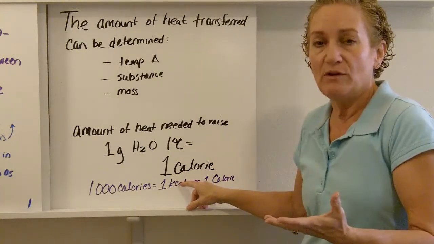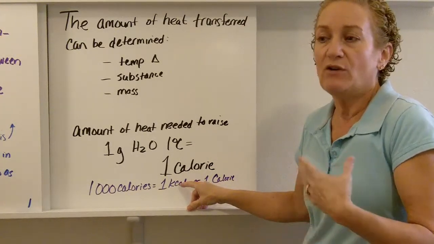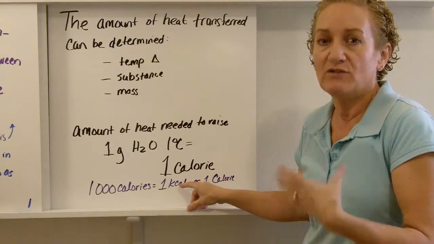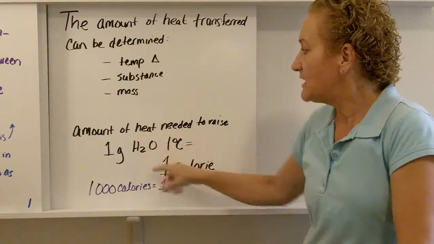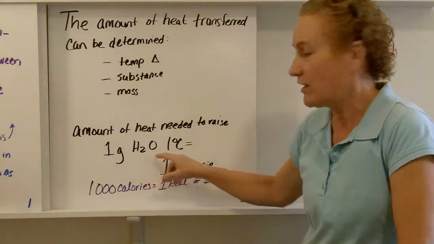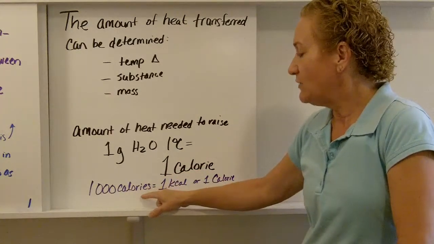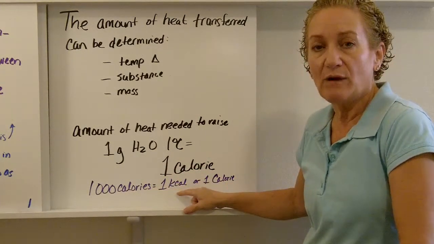Now, I know that you're familiar with the term calorie because it's in our food, and when you work out on the treadmill, it says you burn so many calories. But the scientific term is how much heat is needed to raise 1 gram of water 1 degree Celsius: 1 calorie. Well, 1,000 calories would be 1 kilocalorie, right?